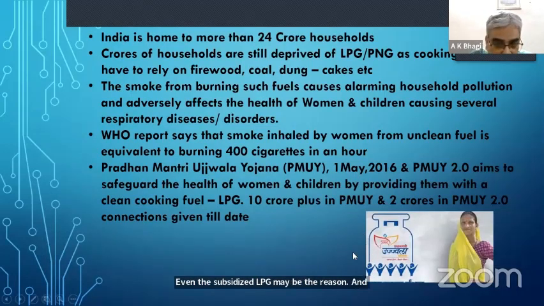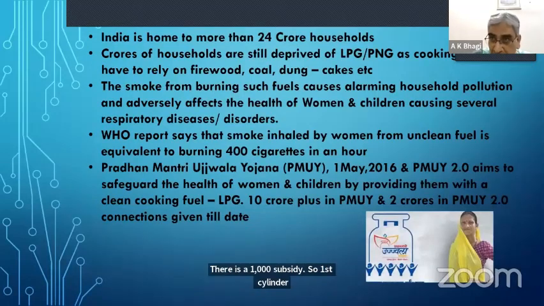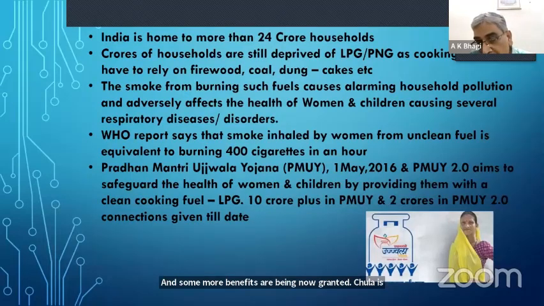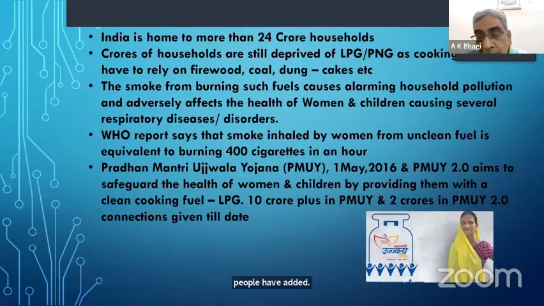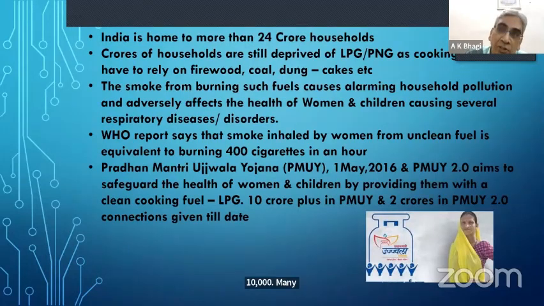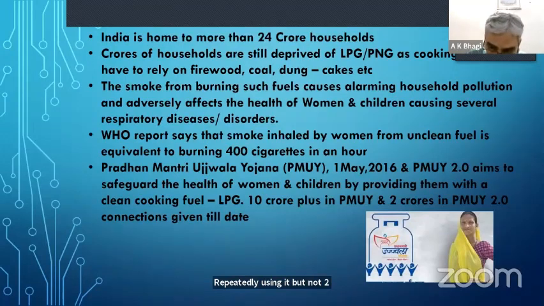And in PMUY 2.0, there is a 1,000 rupees subsidy. So the first cylinder installation is also free, and some more benefits are now being granted. Chula is also being given free by the government. 2,000 more crore people have been added. There was almost stagnation in this scheme with 10,000 beneficiaries, and only 70% of them, that means 7,000 crore, repeatedly using it. But now 2,000 crore households have been added.